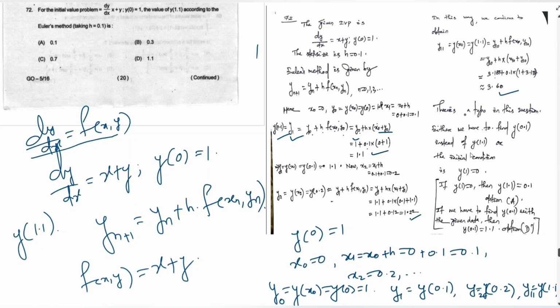So no given option is correct. There is a typo in the question. Either we have to find y value at 0.1 instead of y at 1.1, or the initial condition is y of 1 equal to 0 instead of y of 0 equal to 1. So with the given data, if we have to calculate y of 0.1, then it is 1.1. You can see here using Euler's method. Otherwise, if we change the initial condition y of 1 equal to 0, then the value of y at 1.1 using the data by Euler's method, we obtain the value of y at 1.1 as 0.1.